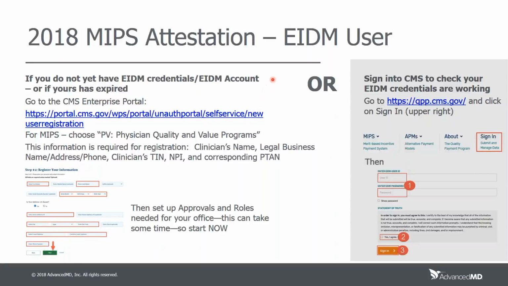You need to do one of 2 things. First one, if you have done EIDM before, then just sign into that CMS website. On QPP.CMS.GOV, go to that upper right corner, sign in, and just make sure that everything is happy. When you log in, make sure you can log in, and then that on your dashboard, every clinician that's supposed to be tied to your login is there. All of those things are happy. So if you've done it before, then do the right side of the screen.